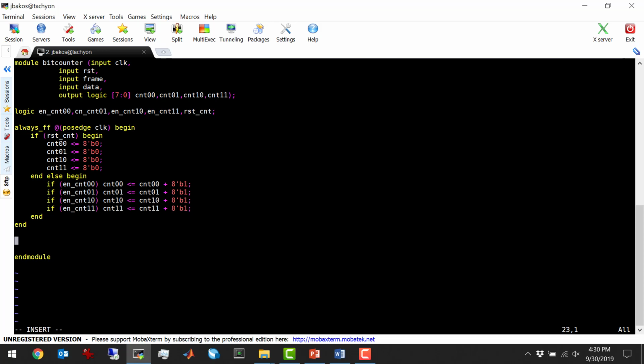Likewise, if I say frame equals 1 and data equals 1, then I'll go back to C1. So I'll go back to either this state or this state from either one of those. Or for that matter, same thing from these guys as well.